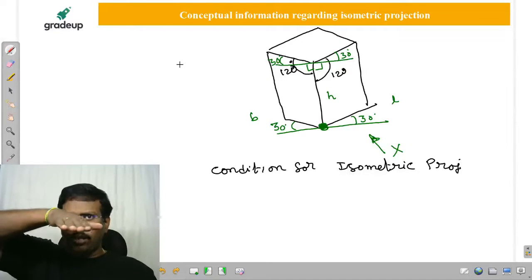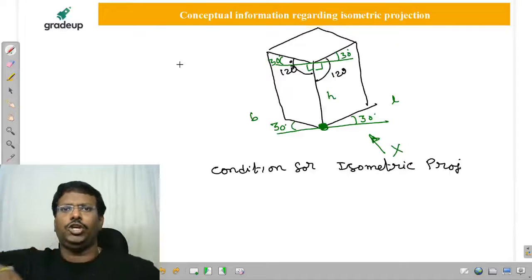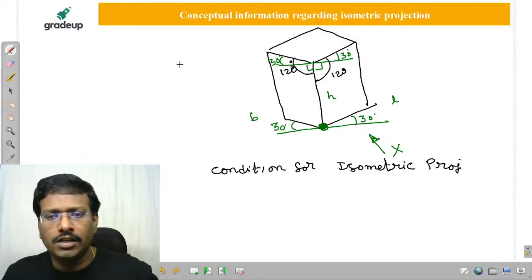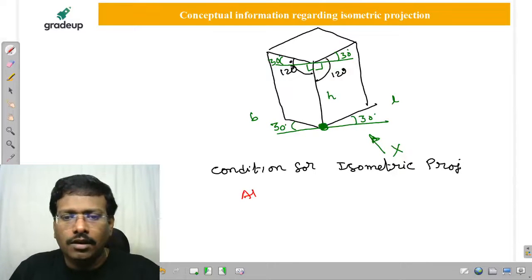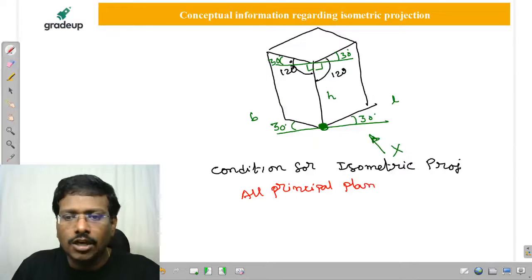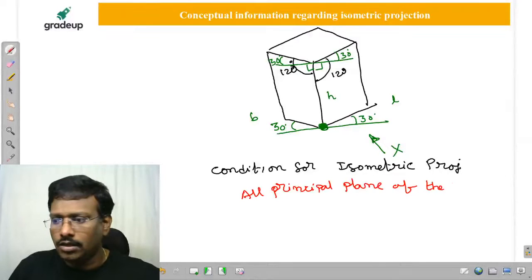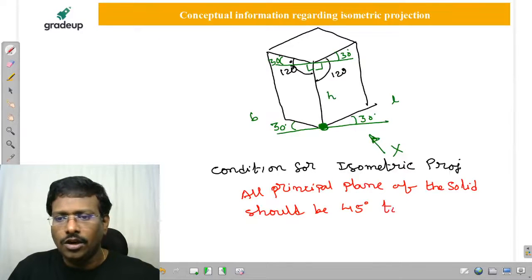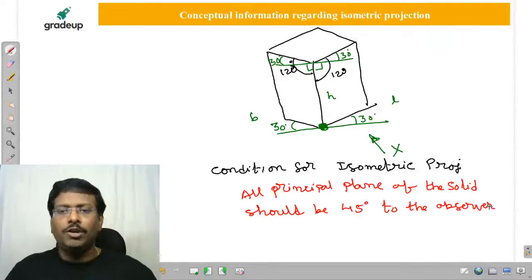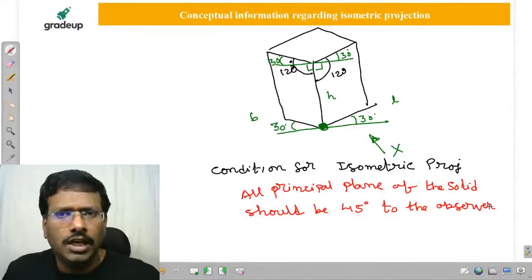Now it was perpendicular, now it is tilting, meaning it is making some inclination. Is it clear? So for getting an isometric projection, all the principal planes of the solid should be at 45 degrees to the observer. Then only can we get it as an isometric projection. Is it clear, my dear friends?